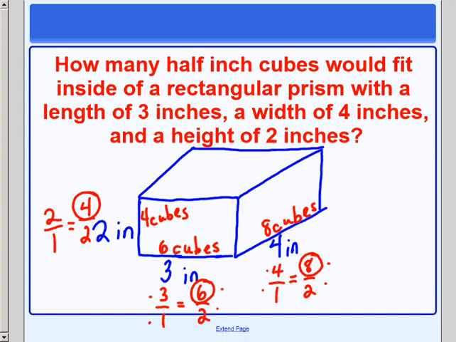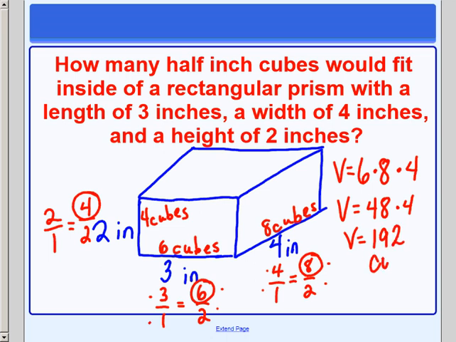So if I were to think back to the idea of all of our cube pictures we did earlier, if I had 6 cubes by 8 cubes along the bottom times 4 layers, I'm going to have 6 times 8, which is 48, and 48 times 4, which is going to give me a volume of 192 cubes. So I could fit 192 1/2-inch cubes inside of that rectangular prism.